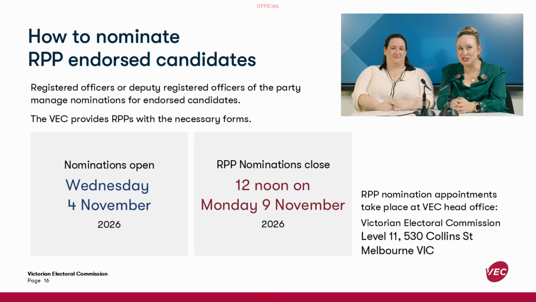Nomination appointments with registered officers from registered political parties will take place at VEC's head office at Level 11, 530 Collins Street, Melbourne. The VEC will reach out to registered officers with details on how to make nomination appointments. Only registered officers or deputy registered officers can lodge nominations on behalf of their party. So the registered officer or the deputy registered officer must attend the appointment in person.